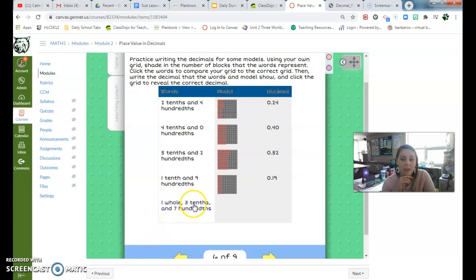Last one. Oh, this one's going to be hard to model. You might have to do some drawing on your clean slate because I didn't give you enough grids for this. Try to draw and write down 1 whole and 3/10 and 7/100. Go ahead and pause. All right, so looking at that, you may have had to do some drawing, friends. You're going to have 1 whole box, then 3/10 and 7/100 shaded in. Your decimal should have looked like 1.37, where you have 1 whole and then 37 hundredths as my decimal.